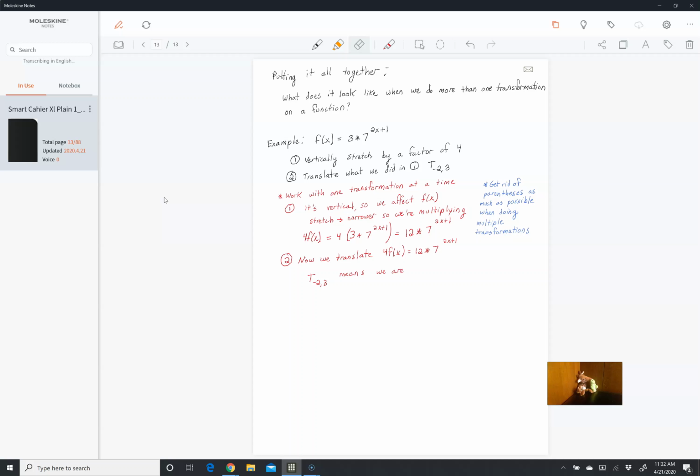The negative 2 says that we're going to the left. So remember, in the function, we add when we go to the left, but in the notation, it would be a negative sign. So we're going 2 to the left and 3 up. Well, 2 to the left says that we're adding to x. And the 3 up says we're adding to y.